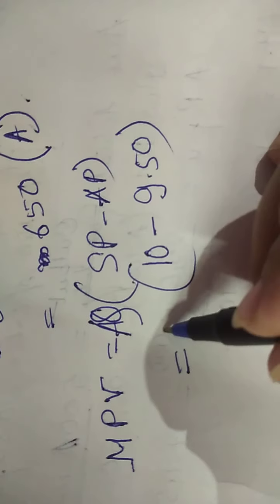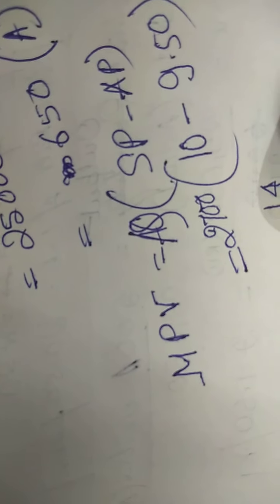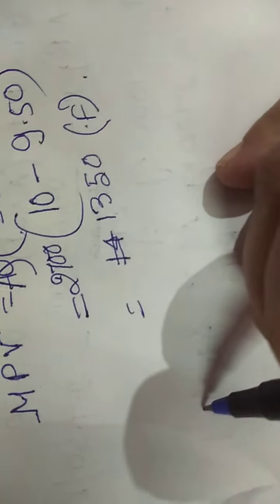So here I write 2700. So it's 0.5. Wait, let me calculate. 10 minus 9.5 into 2700 is coming to 1350, not 1400, it's 1350. Okay, 1350 favorable. Fine.